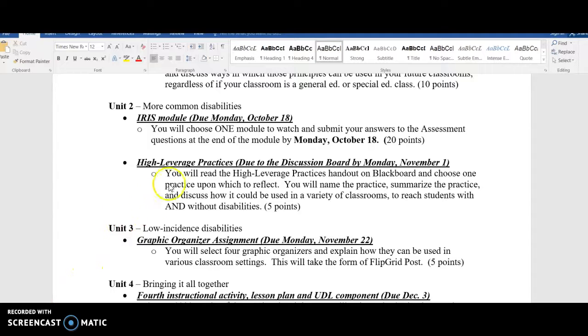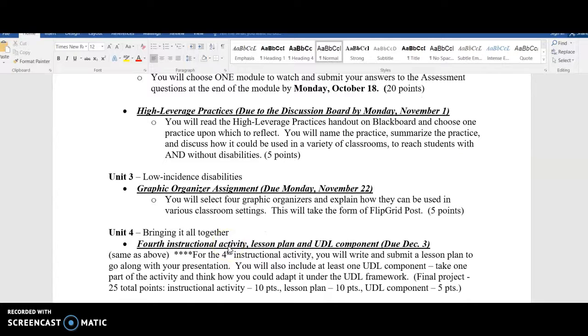Anyway, so I finished off yesterday, or at part 1, talking about the high leverage practices assignment, and this you will post into the discussion board by Monday, November 1st. So let's go ahead and start with the next set of assignments.